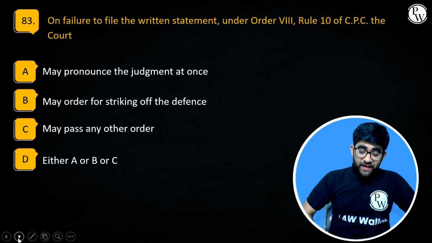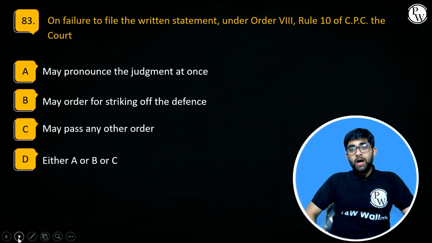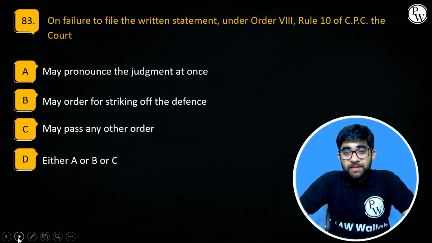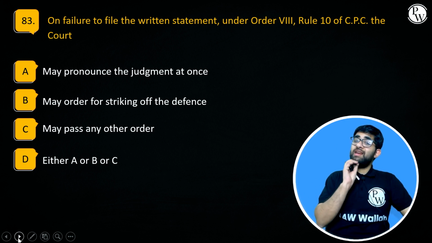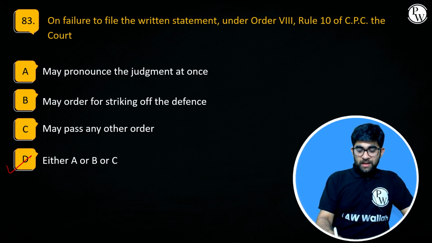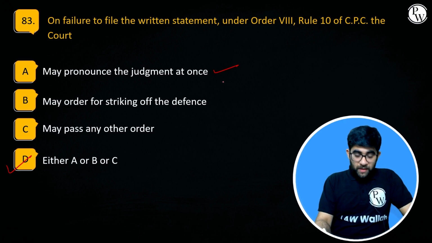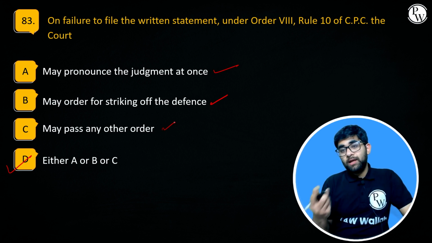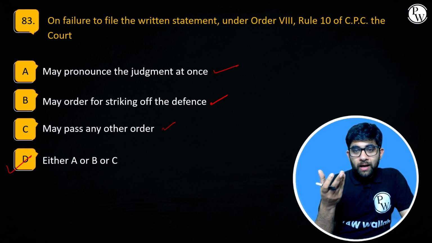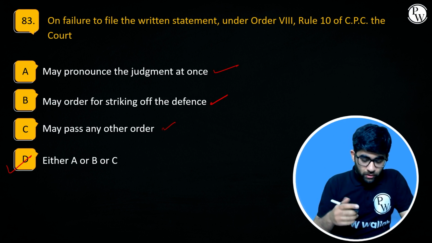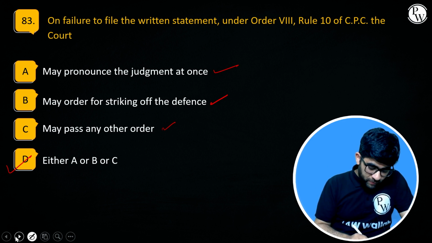83. On failure to file the written statement, under Order 8, Rule 10 of CPC, the court may pronounce the judgment at once, may order for striking of the defense, may pass any other order, either A or B or C. The answer to this is either A, B or C. Judgment can also be pronounced, defense may be struck out, and any other orders like one more opportunity be given to the defendant to appear before the court.